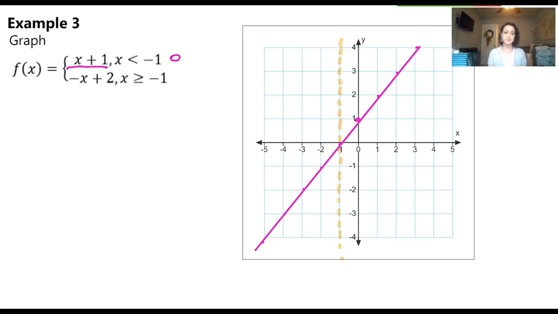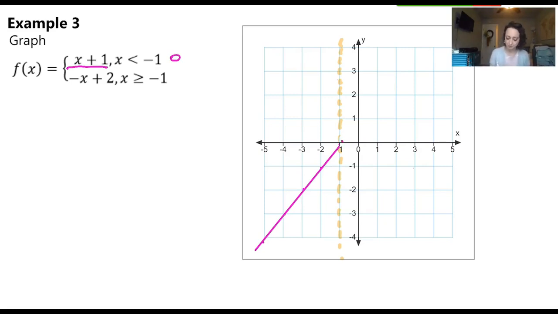And do you want to erase everything to the left of that or to the right of that? We want to erase everything to the right of that, because we only want to keep the x's that are less than -1. So I want everything to the left to stay, but everything to the right to go away. Okay, now let's come back.